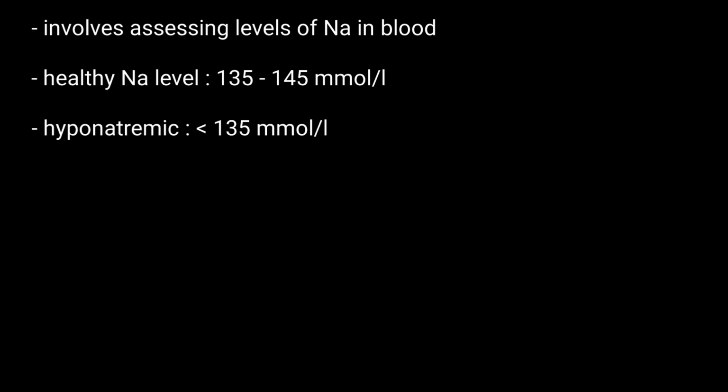Now, the diagnosis of hyponatremia. It involves assessing levels of sodium in the blood. Basically, a healthy sodium level is between 135 and 145 millimole per liter. A person is considered to be hyponatremic if the level falls below 135 millimole per liter. Additionally, hyponatremia is considered severe if this level falls below 125 millimole per liter.